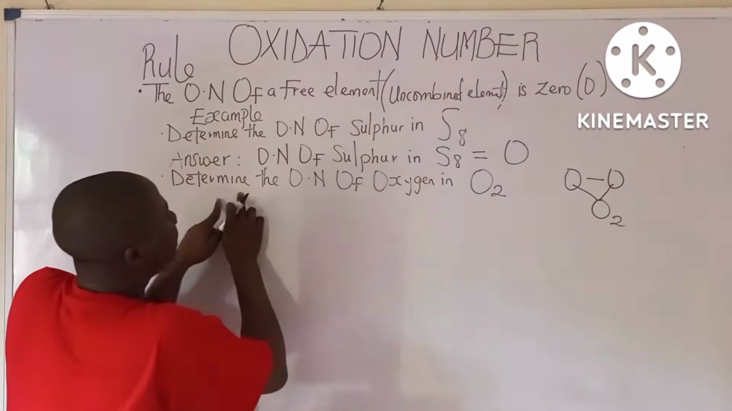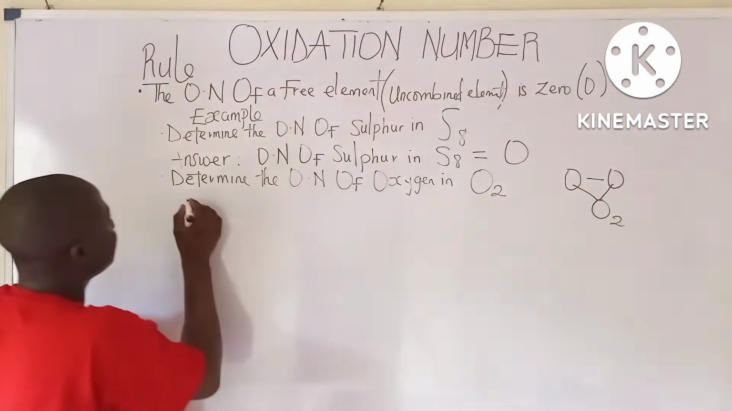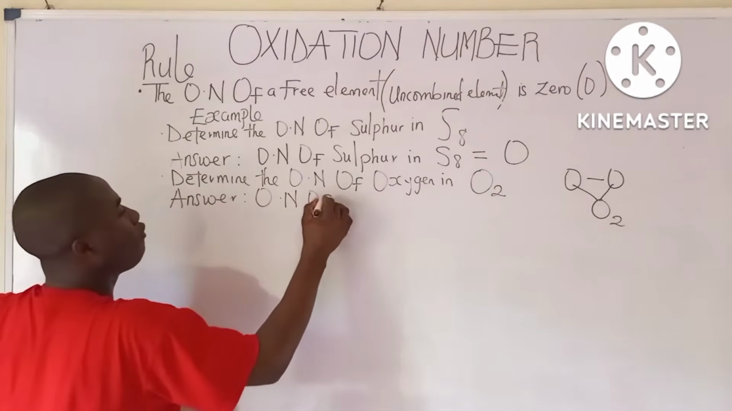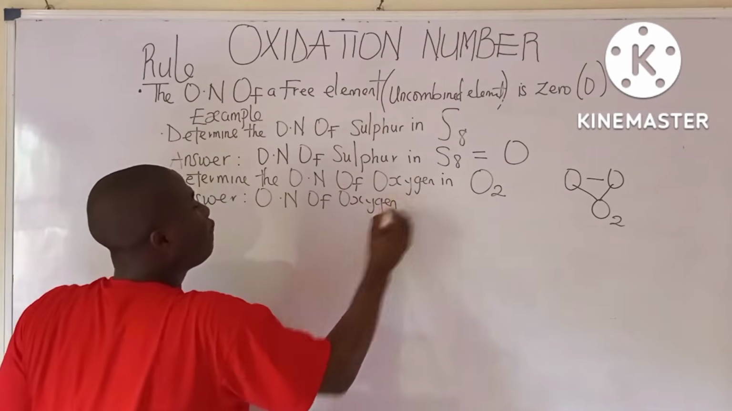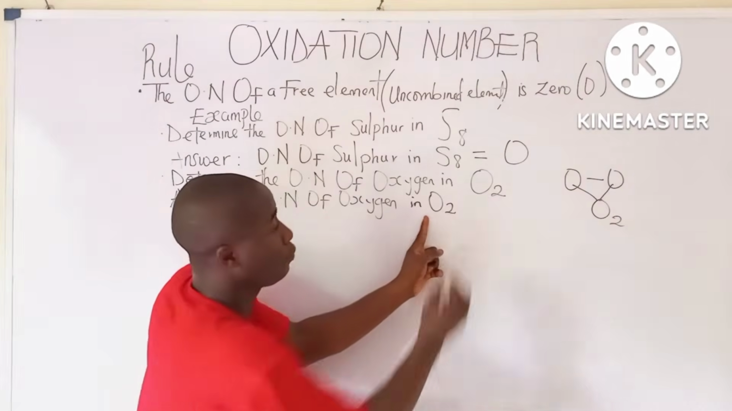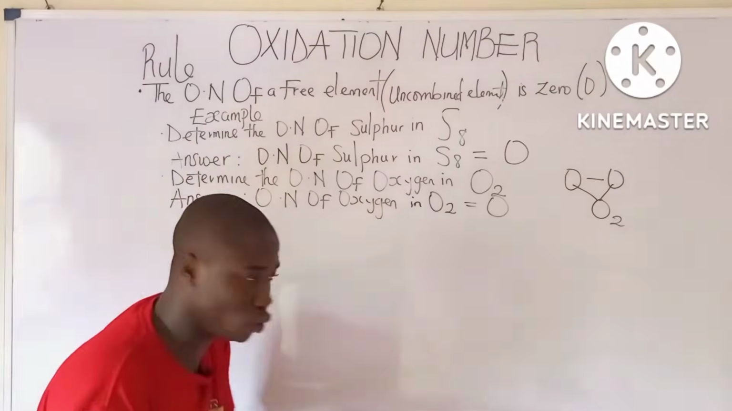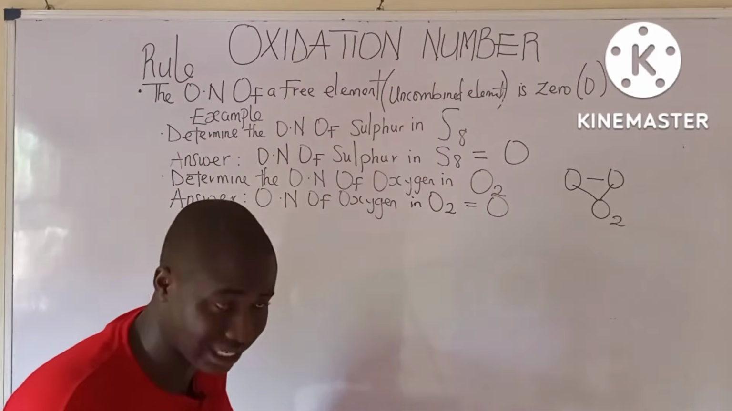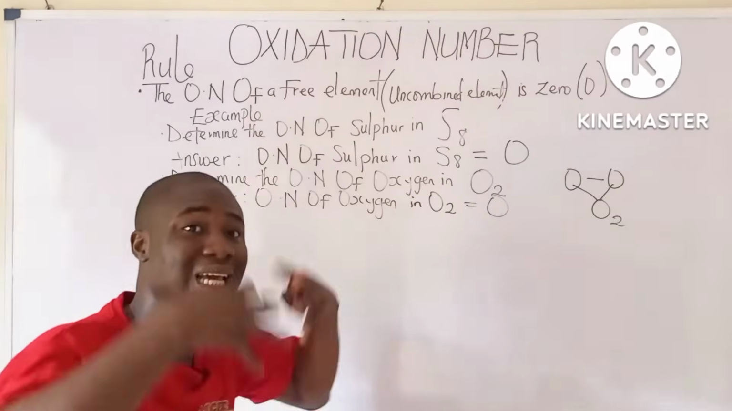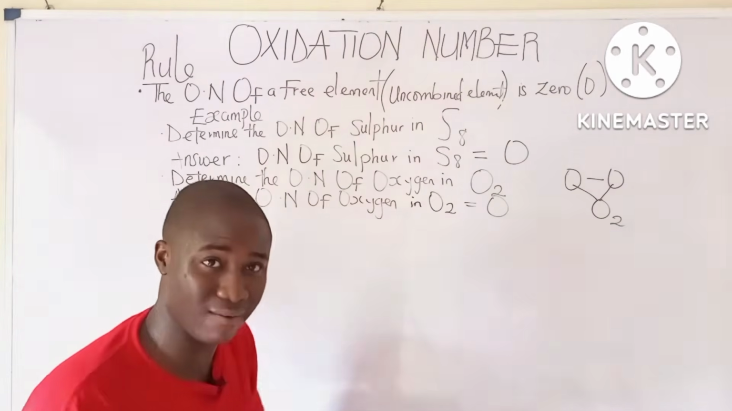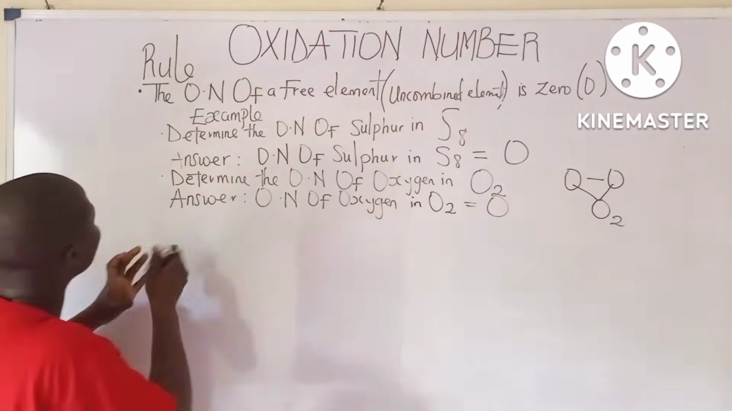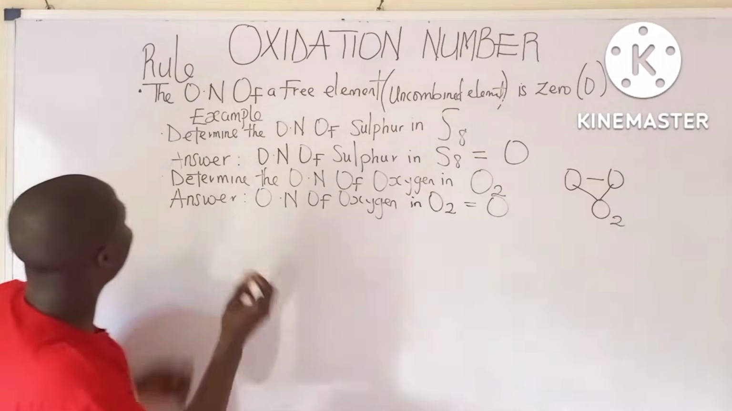So the question now is, determine the oxidation number of oxygen in O2. Very easy. The answer becomes: the oxidation number of oxygen, which is a free element, in O2, in the molecular form, is equal to 0. That is something you must know. This is a very, very important aspect. So let's quickly move over to the second rule under determining the oxidation number of elements in a given compound.